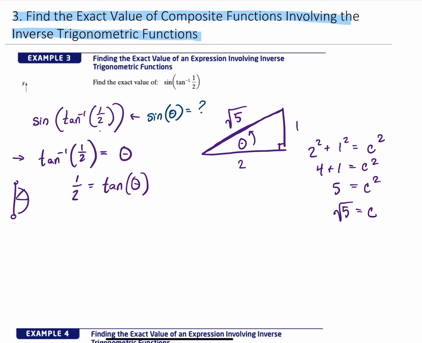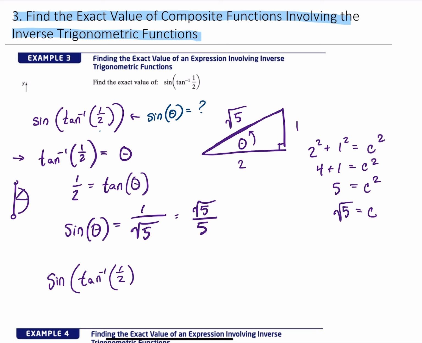So I can use this triangle to answer the sine of theta is equal to opposite over hypotenuse. And then let's rationalize. That will be square root of 5 over 5, multiplying the top and bottom by the square root of 5. So let's re-express this in terms of the original statement. We were asked for the sine of the inverse tangent of 1/2. We can say that's equal to the square root of 5 over 5.